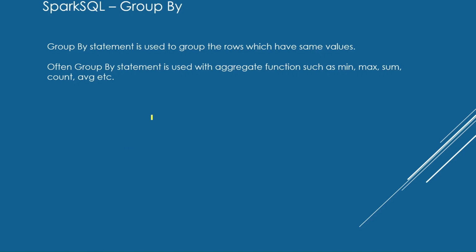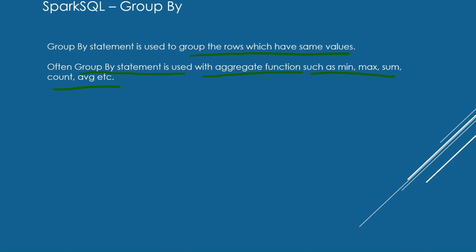In this video, we are going to see how the group by clause works in Spark SQL. The group by statement is used to aggregate rows which have the same value, and it is often used with aggregate functions such as min, max, sum, count and average.